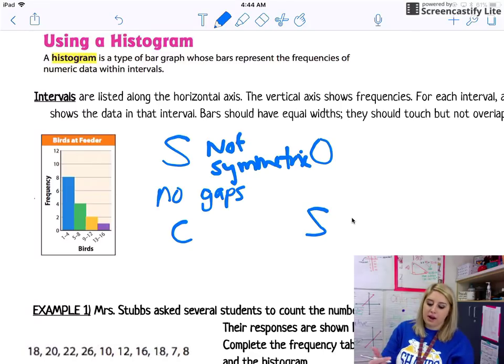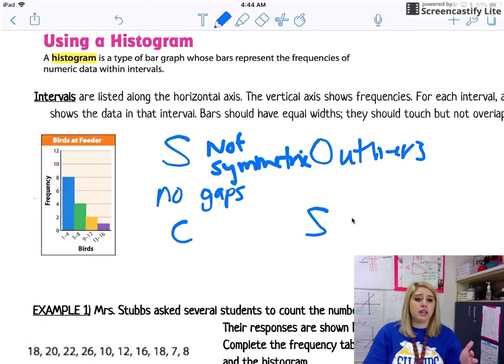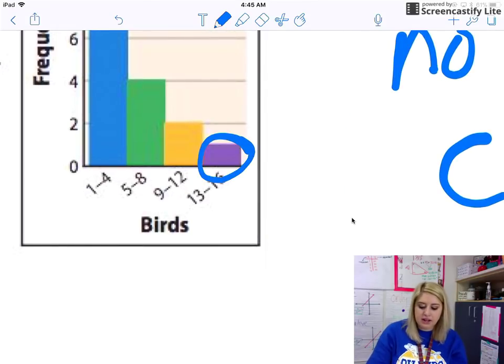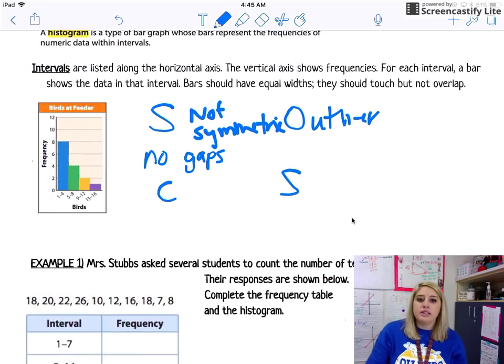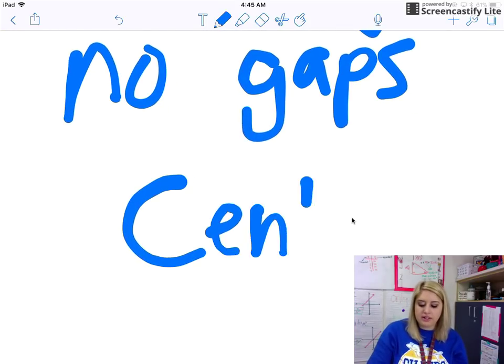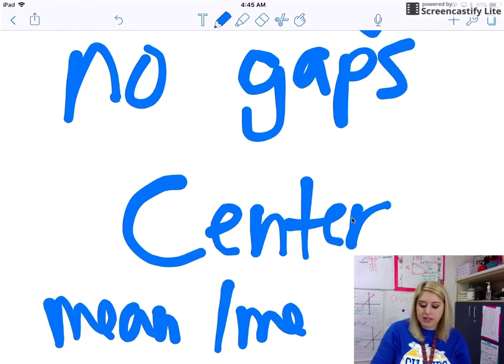O stands for outliers. And in this histogram, I really don't see any extreme outliers. Maybe this one here, but there's information in between here as well. So I'm going to say that there really aren't any outliers there. C stands for the center. And so the center of our data means, can we find the mean? Can we find the median?